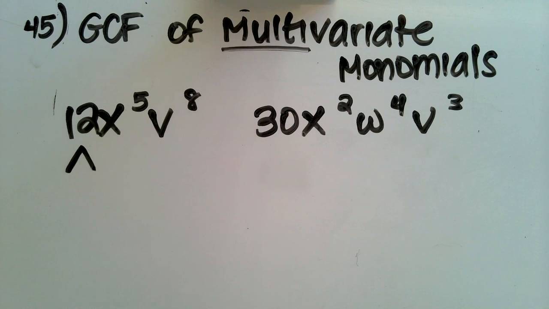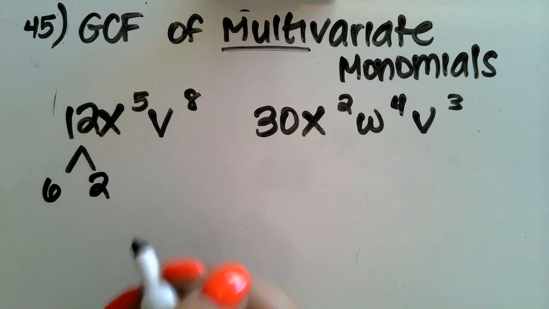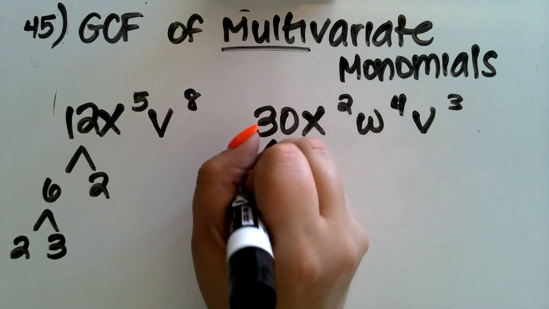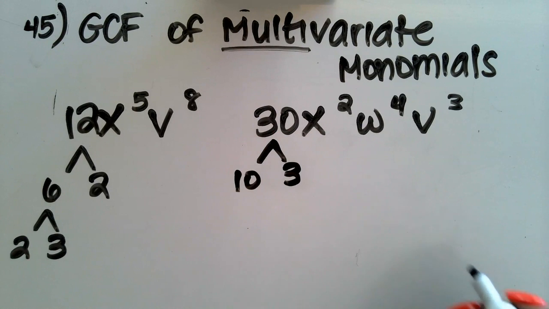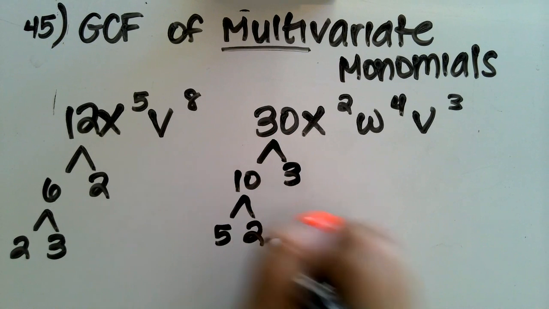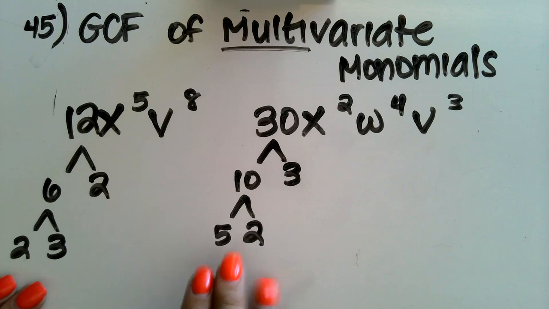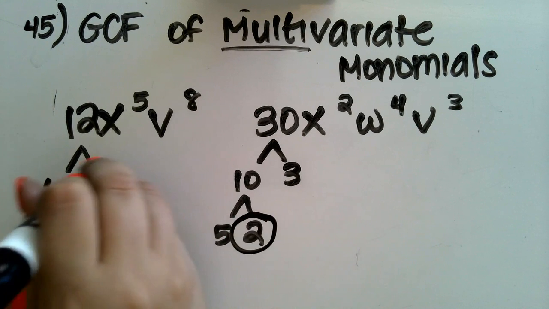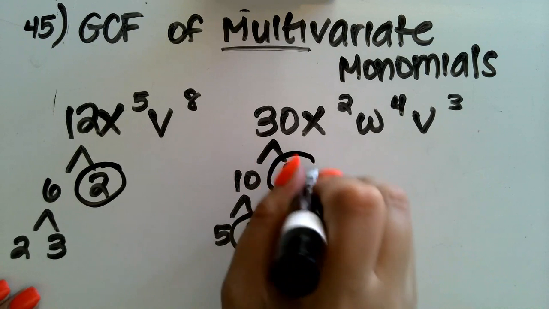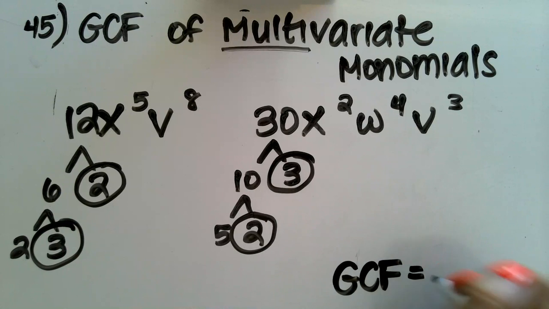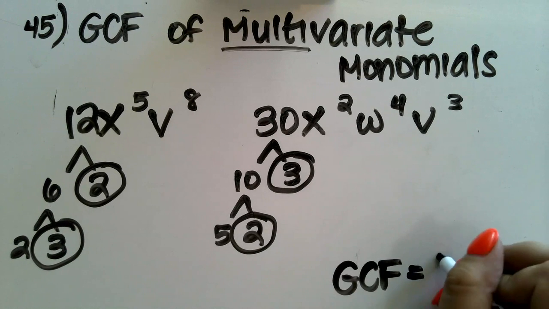Let's do that factor tree of 12 first, which we know starts out with 6 and 2, and then 6 goes to 2 and 3. Okay, let's do the same for 30. We know that 10 and 3 go into 30, and 5 and 2. Okay, so we have successfully factor treed our coefficients. I see that in my factor tree, both trees have a 2 and both trees have a 3. Therefore, our GCF, we multiply those together, it's going to include a 6.